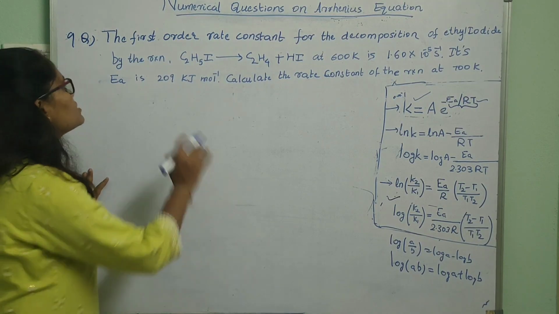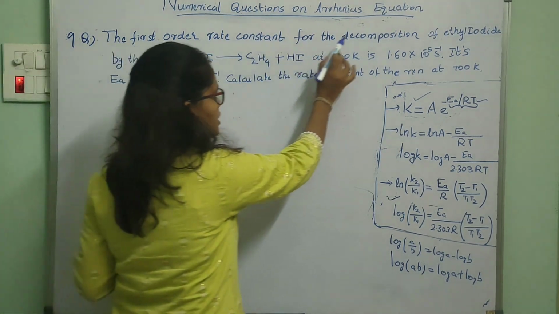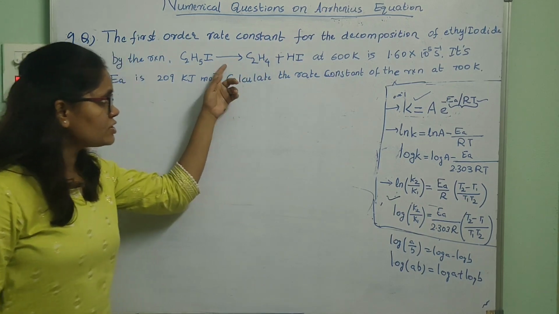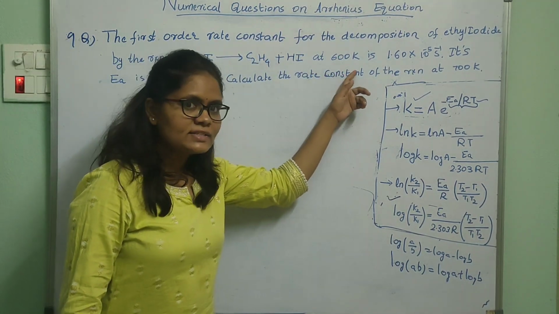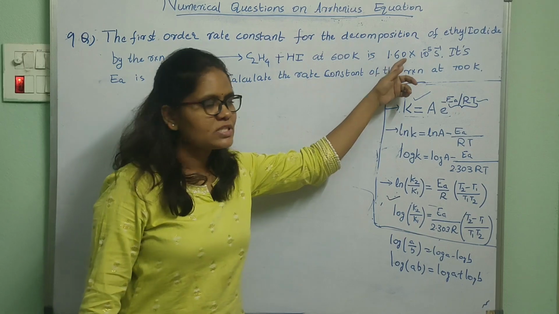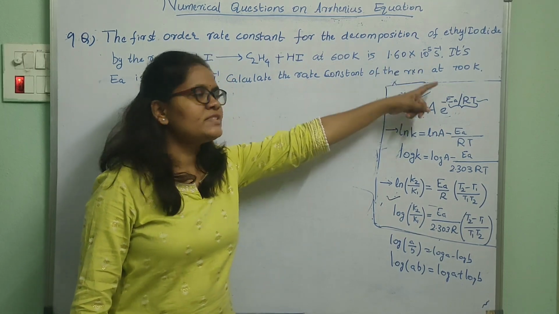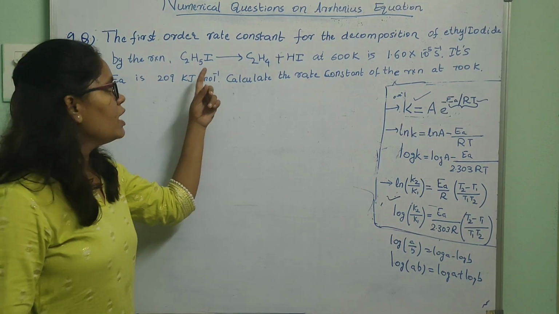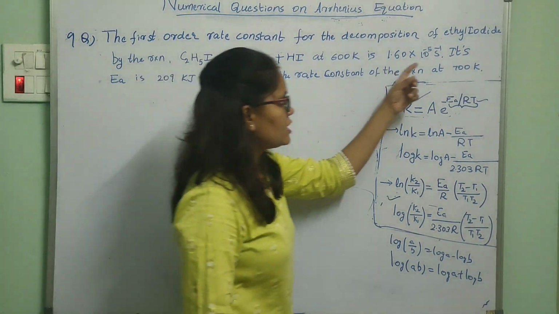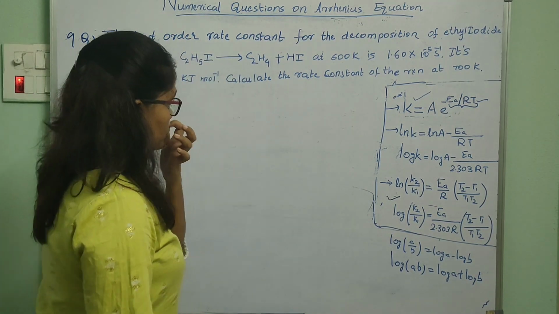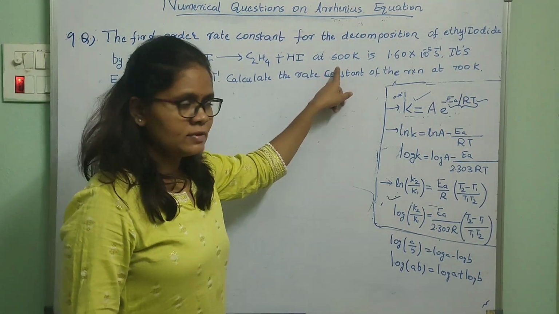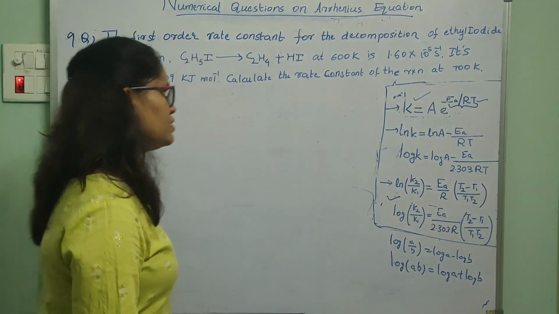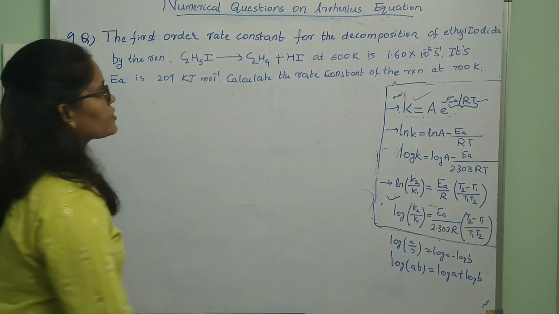The ninth question is: the first order rate constant for the decomposition of ethyl iodide by the reaction. So this is the given reaction, and the first order rate constant at 600 Kelvin is this much, 1.60 into 10 power minus 5 second inverse. Its EA, activation energy, is 209 kilojoules per mole. Calculate the rate constant of the reaction at 700 Kelvin. So you are given the rate constant at 600 Kelvin. You are asked to find the value of rate constant at 700 Kelvin. You are also given the activation energy.